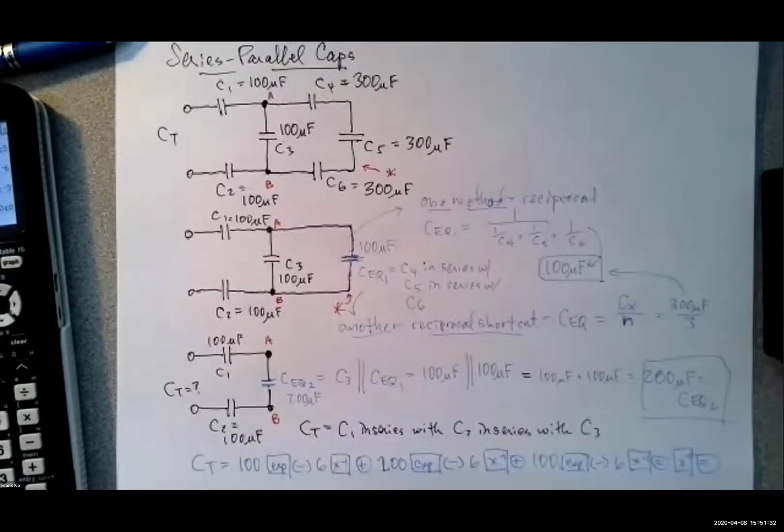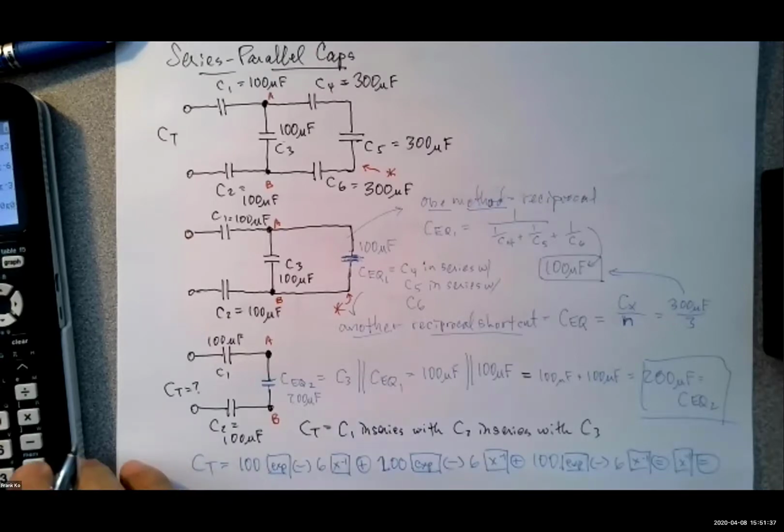Good, okay, cool. So 100 recip plus 100 recip plus 200 recip. Rolando? 100, 100, 200. I don't think I get the same number as you do.